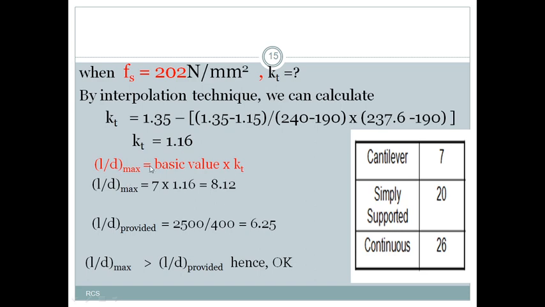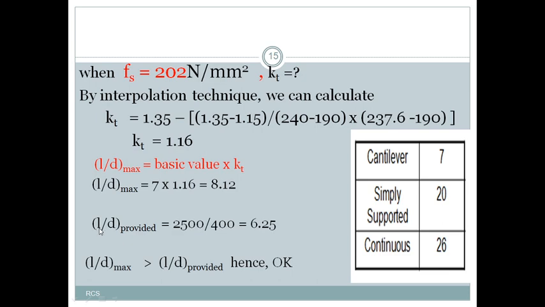The basic value for a cantilever beam is 7 and the modification factor we have found is 1.16. So L by D maximum equals basic value multiplied by KT, and for that we will get 8.12. In no case should our L by D ratio exceed this ratio, 8.12. So let us calculate what we are actually providing in the beam.